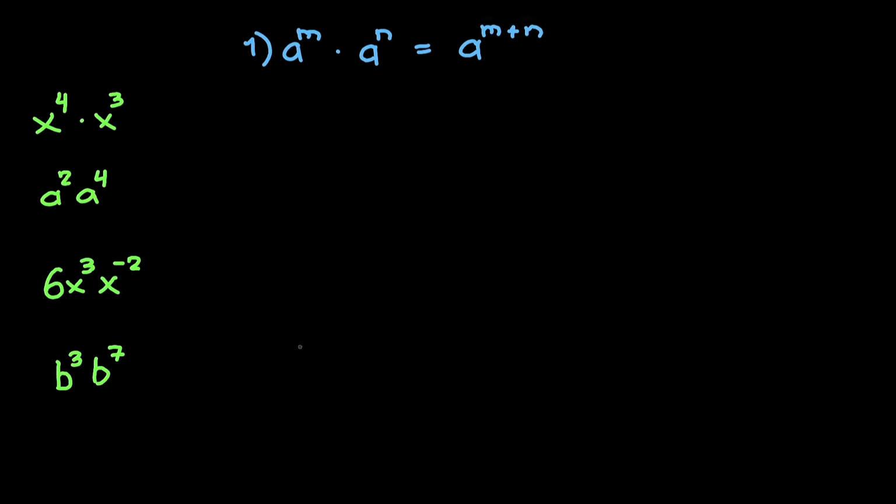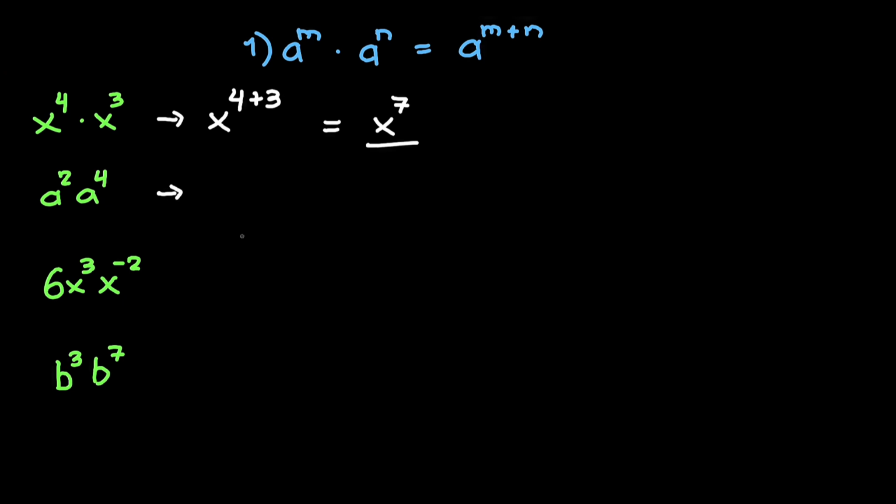Let's try some examples. x raised to the power of 4 multiplied by x raised to the power of 3. This will be x raised to the power of 4 plus 3. 4 plus 3 is 7, so the final answer would be x raised to the power of 7.